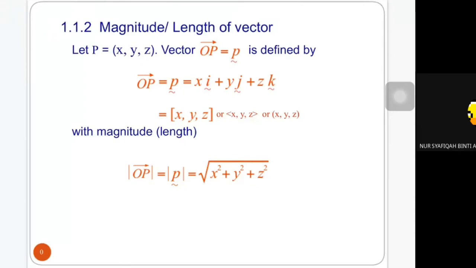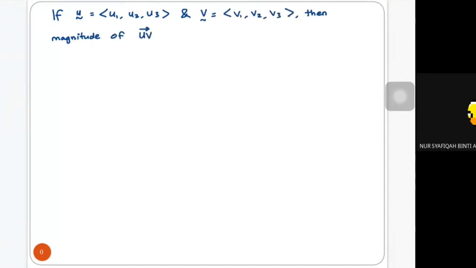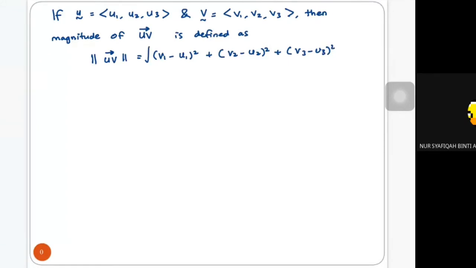So what if you have two vectors? If U is equal to (U1, U2, U3) and V is equal to (V1, V2, V3), then the magnitude of UV is defined as the square root of (V1 minus U1) squared plus (V2 minus U2) squared plus (V3 minus U3) squared.